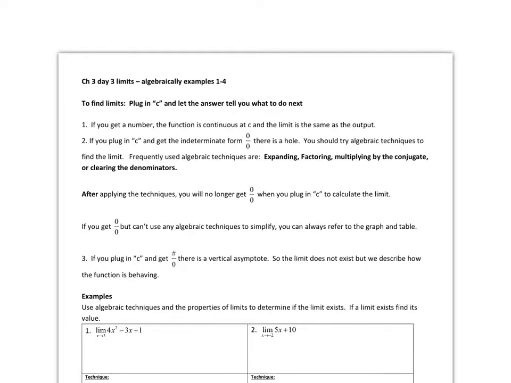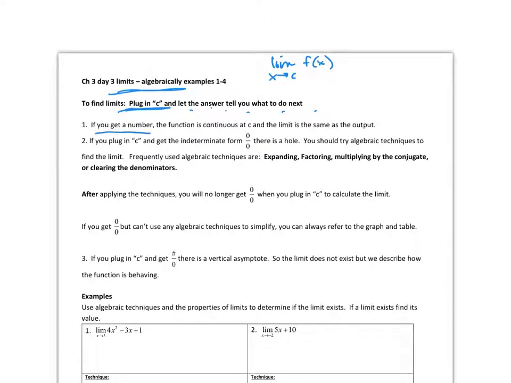All right, you guys, this is the day 3 notes with some instruction as well as examples 1 through 4. What I'm going to explain first is the fact that we are doing limits algebraically. That means the first thing we always want to do is plug in c. The format would look like the limit of x going to c of some function. That's what we're actually going to be doing. So when it says plug in c, it's then going to tell us what to do next.